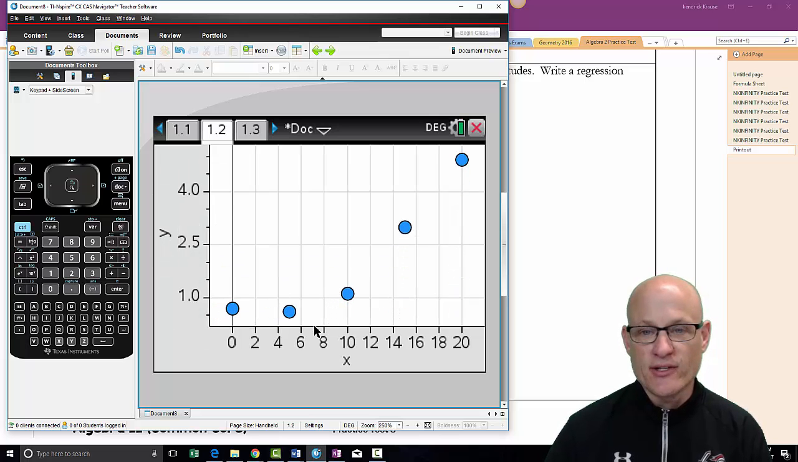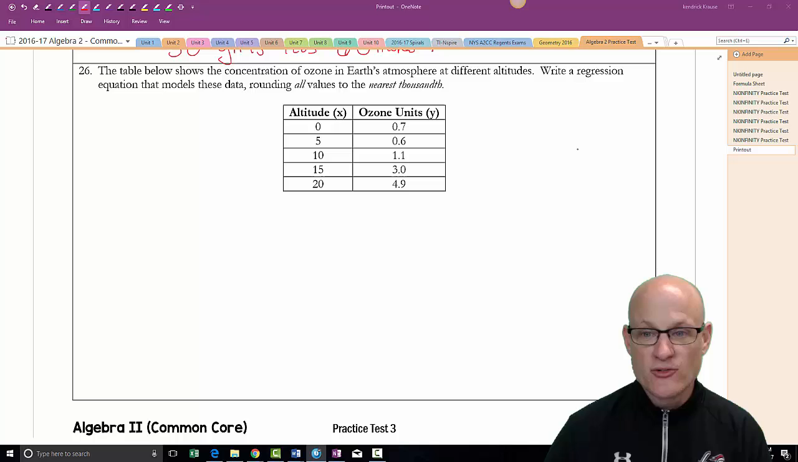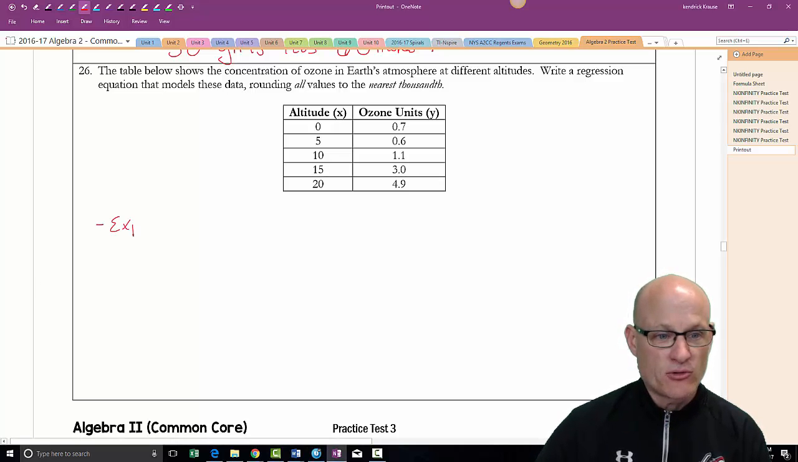And now I can see this is not linear. This is going to be exponential growth. Even though this one came down, it's still exponential growth. You see how fast it's growing? See how it's growing really fast. So this will be exponential regression. So the first thing I'm going to do is state it's exponential regression.